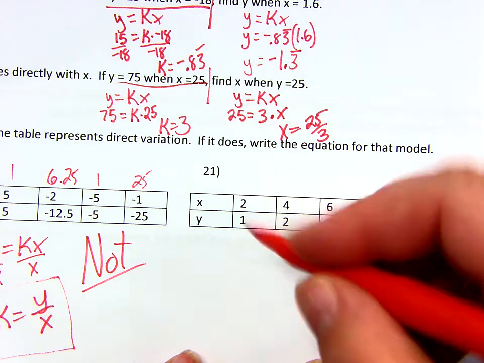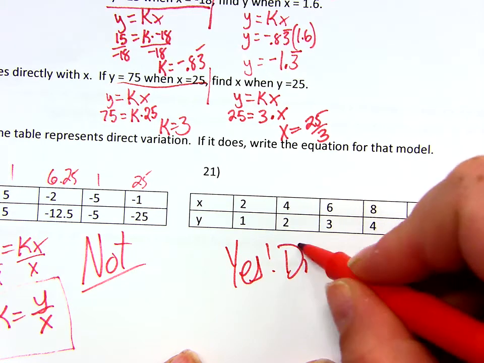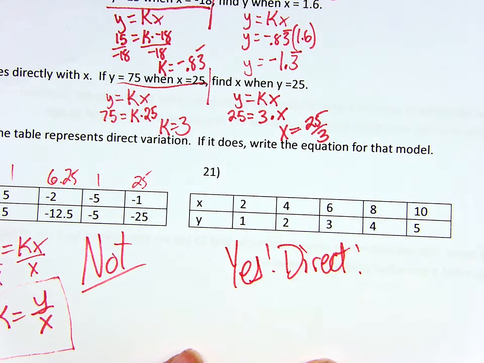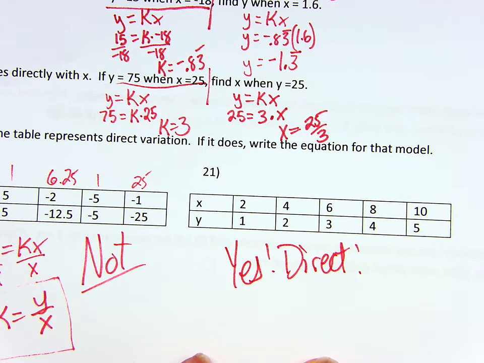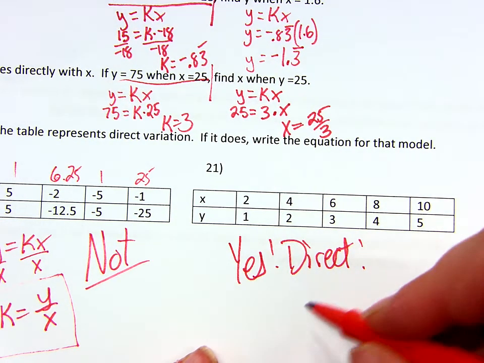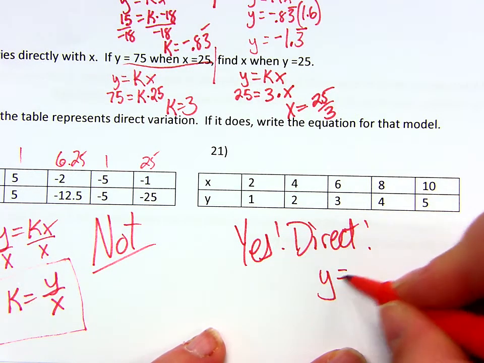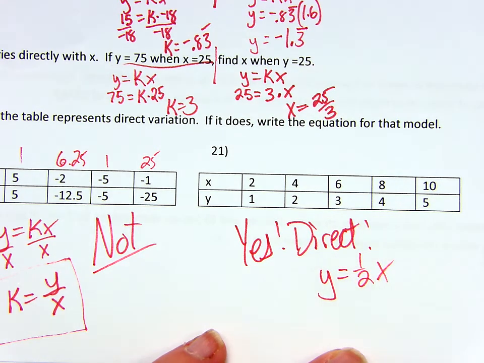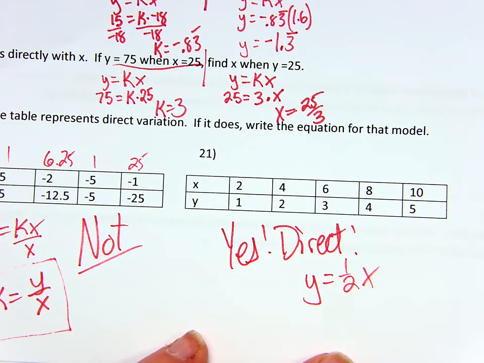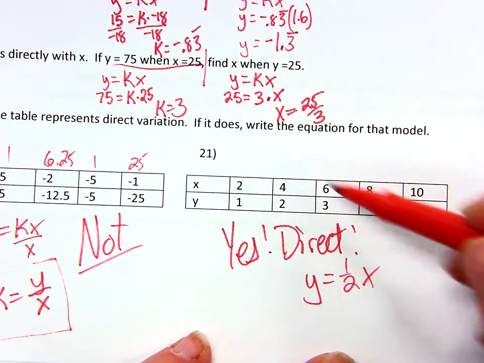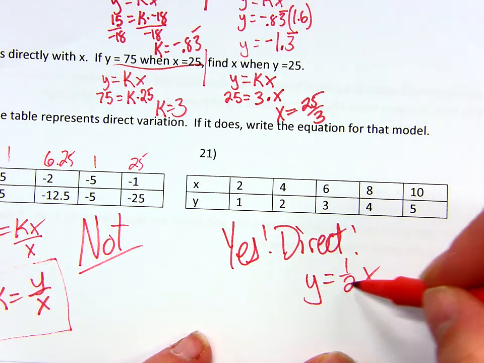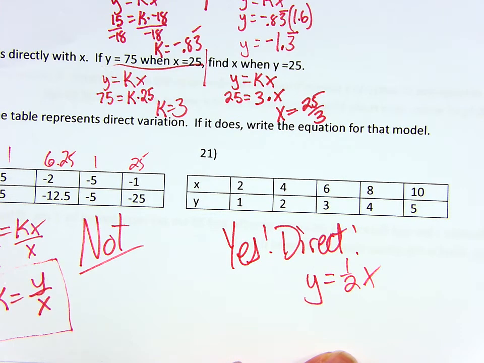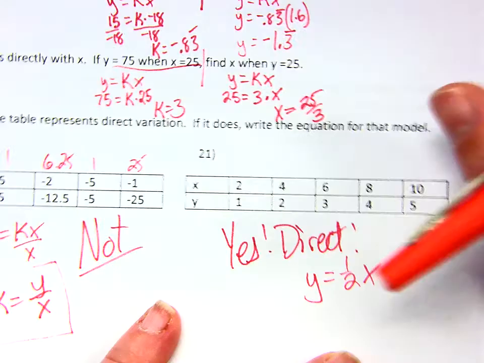If you look at the directions, they don't just want to tell if it's direct variation or not. This one is, so we'll say yes, direct. But it's also asking me, if it is direct variation, write the equation for the model. It's super easy because you just found out what k was. So it's just y equals, what k do I have? That's it. All you have to do to write the equation of the direct variation is pop in whatever k is. When you divide y by x every time, the answer was a half. That's what goes in k. Easy enough?